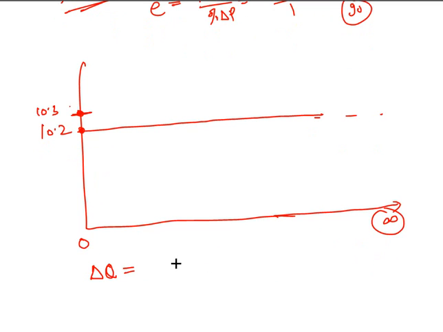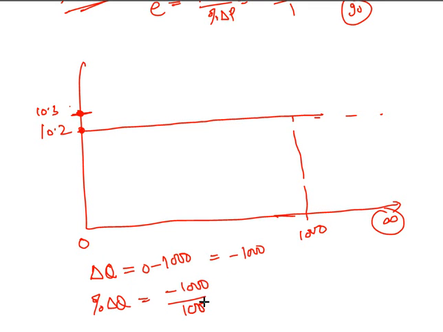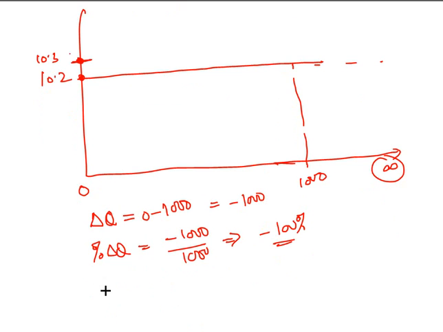So you were initially, let's say at 10.2, selling 1000. And now you are selling 0. So the change in the quantity is 0 minus 1000, minus 1000, right? Percentage change in the quantity: minus 1000 divided by 1000, so it is a 100% change. What is the change in the price? Change in the price is 10.3 minus 10.2, so it is only 0.1, right?